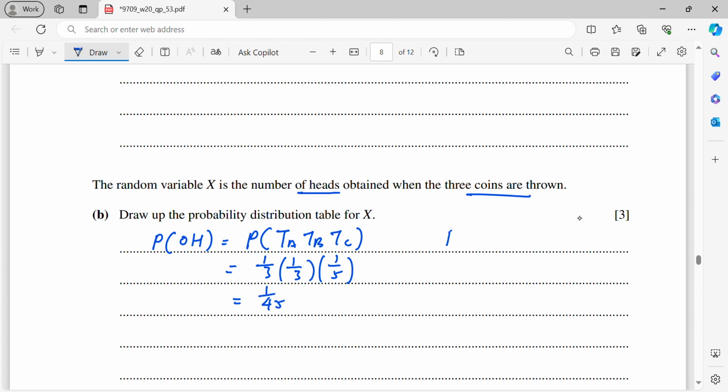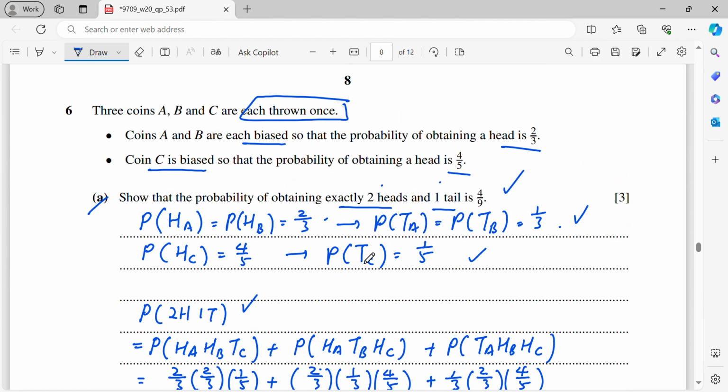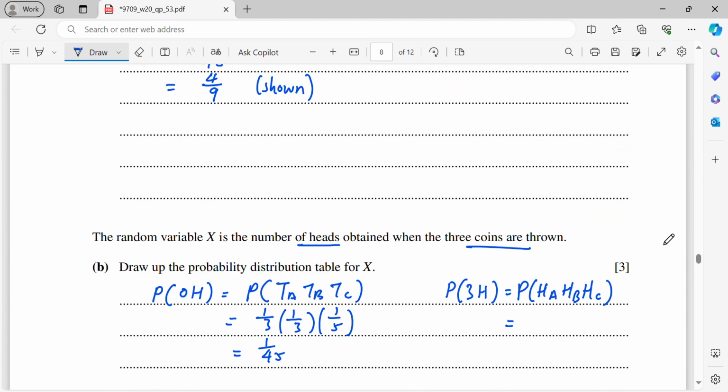Okay, now I calculate P(3H). P(3H) means HA, HB, HC. So the probability of HA is 2 over 3. Same goes for HB.